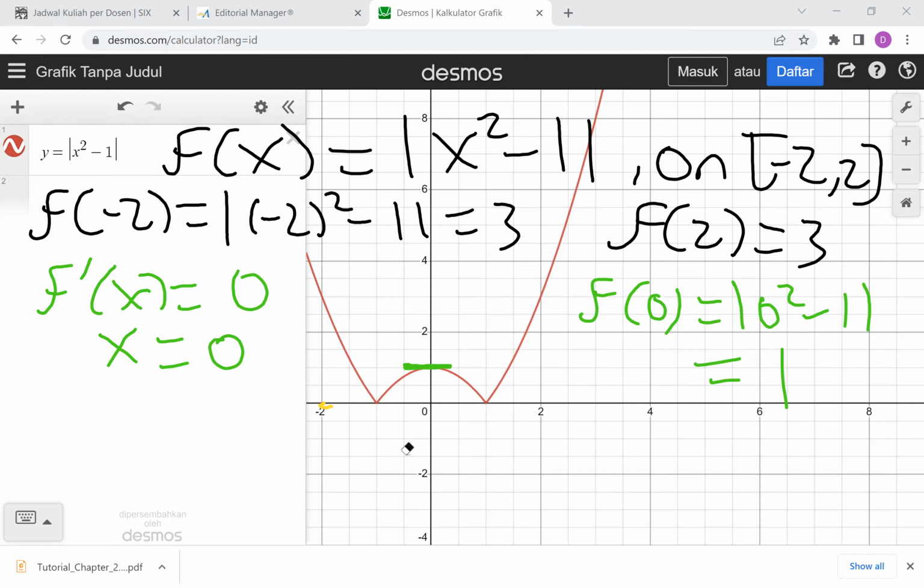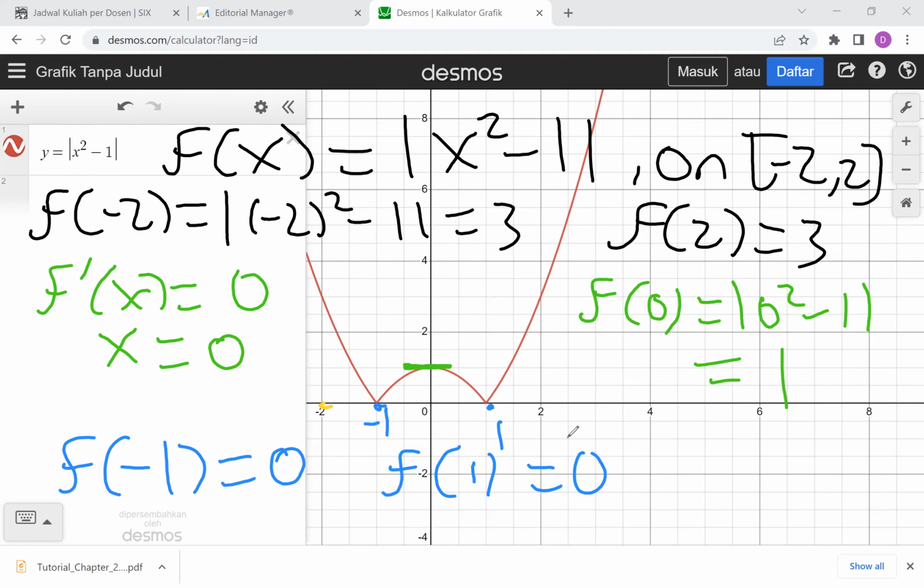If you take a look at the graph, the singular points are at minus 1 and 1, right? This is the singular point. The function fails to be differentiable at this point. And what is the value of the function at minus 1? The value is 0, and f(1) is also 0.